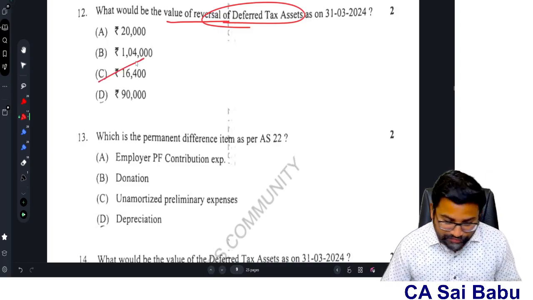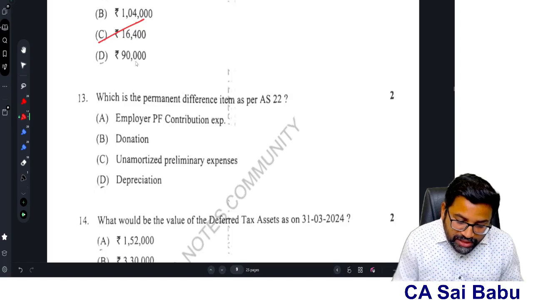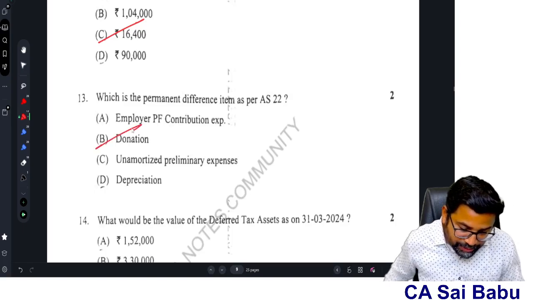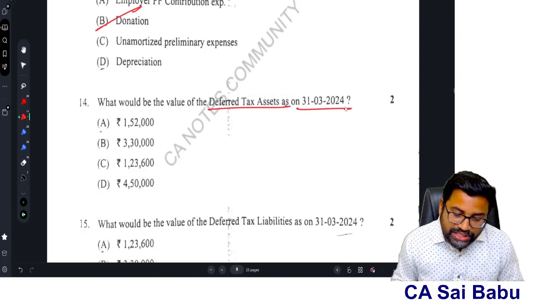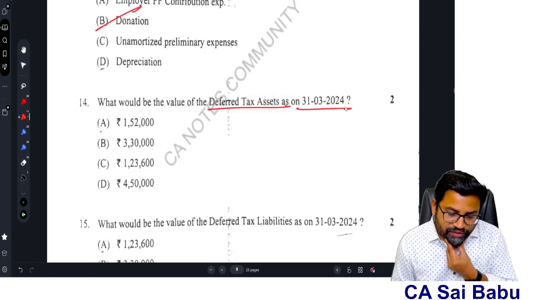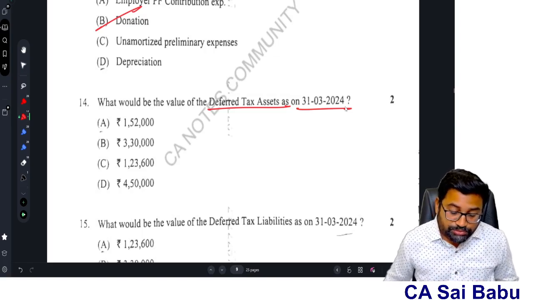This is the answer. First thing. Second, what is the permanent difference item as per AS 22? Donation is the permanent difference. Next, what would be the value of deferred tax assets as on 31st March 2024? So, deferred tax assets value as on 31st March 2024.